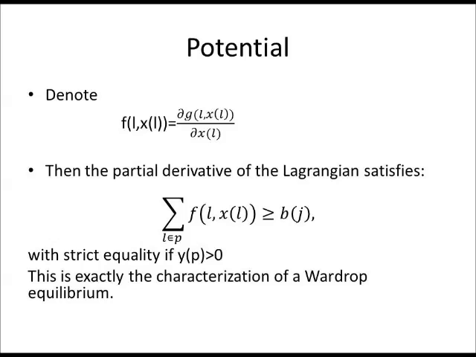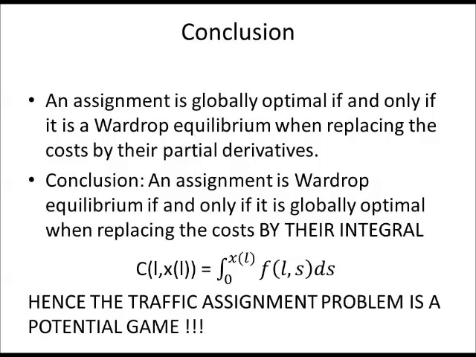But this is exactly the characterization of a Wardrop equilibrium for the cost f, which was obtained as the derivative of g. So here are the conclusions. The first states that an assignment is globally optimal if and only if it is a Wardrop equilibrium when replacing the cost by their partial derivatives. In fact, this is what we just saw. But this also means the following. An assignment is a Wardrop equilibrium if and only if it is a global optimum when replacing the cost by their integral. So that's the new link costs that I now call CL of x, which are given as the integral from 0 to x with respect to the initial link costs.